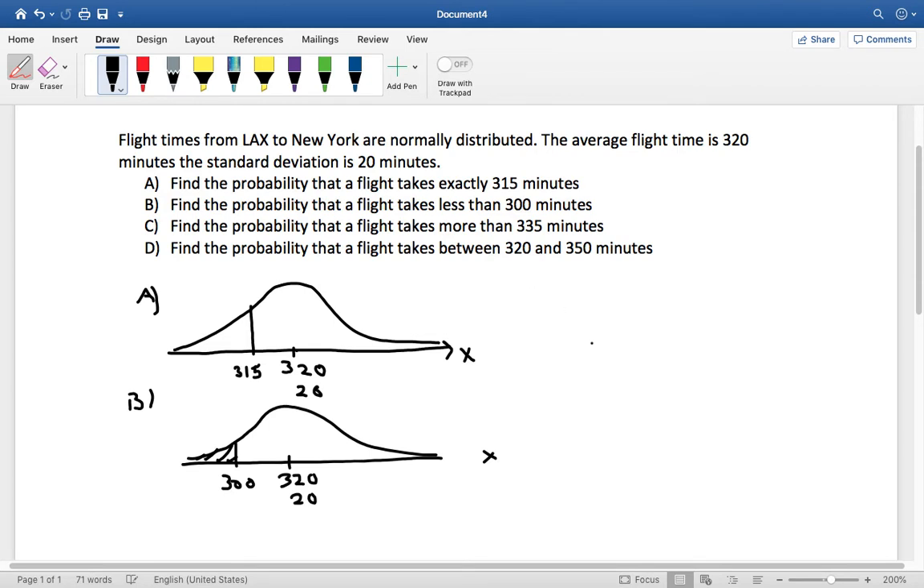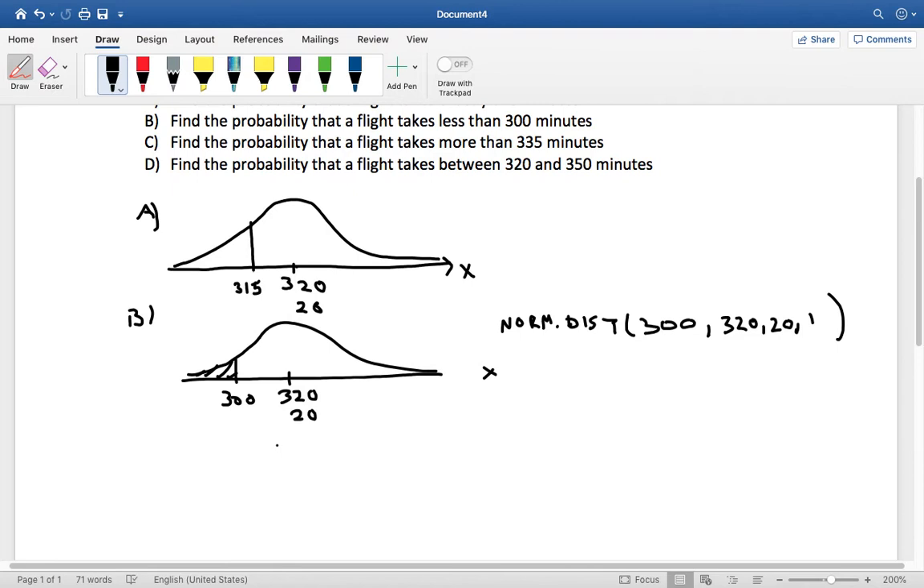Which is very nice because Excel works to the left and we can just use the NORM.DIST function. The NORM.DIST function has some values it wants. So it wants the 300 in there. Then it wants the mean, which we said is 320. The standard deviation comes next, and that is 20. And then 1. So that's how we calculate that.